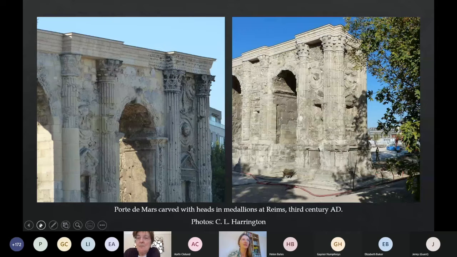So yes, erected in the 3rd century AD by the Gallo-Romans, the Porte de Mars has 8 heads carved in roundels, 4 on each side, between the 3 round archways and each flanked by 2 fluted pillars. Large antique monuments such as these were well known to the medieval public, visible, and above all, influential.